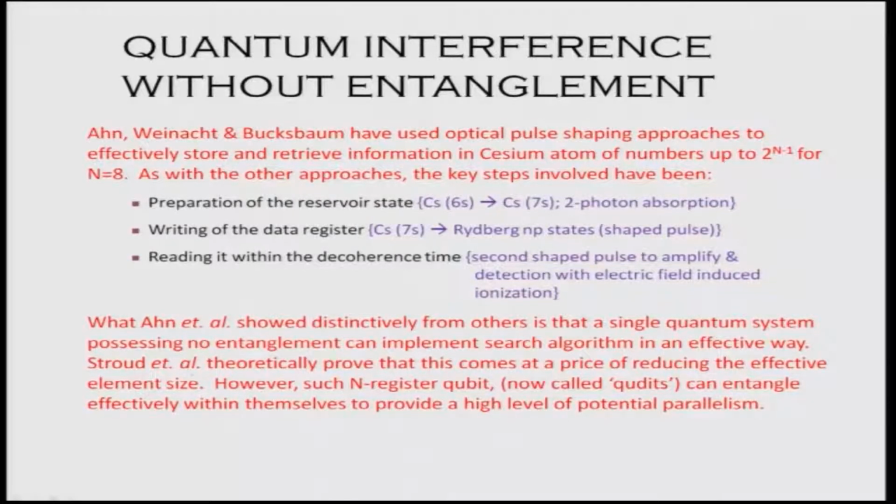This work was later on extended by Strout theoretically to prove that this comes at a price of reducing the effective element size. However, if such n register qubits, which are known as qubits as of now, can entangle effectively within themselves to provide a high level of potential parallelism, then the difficulty of this problem can again be reduced. However, it is a much more difficult problem experimentally to be addressed, and that is yet to be done.